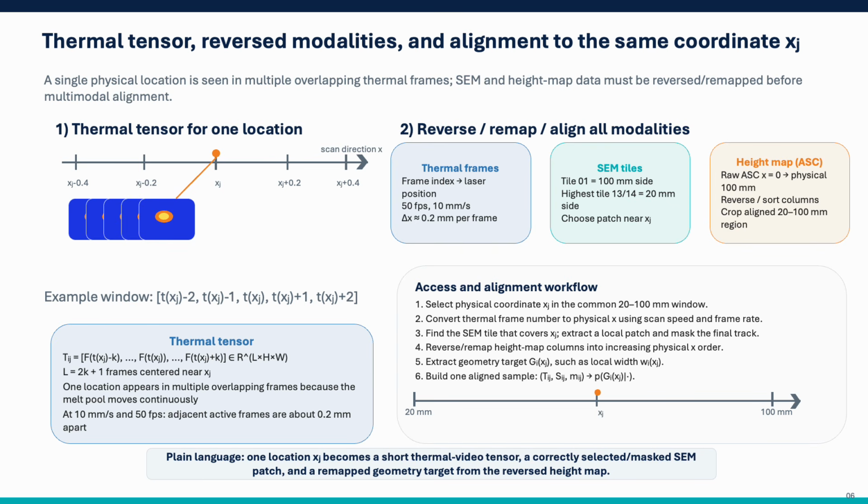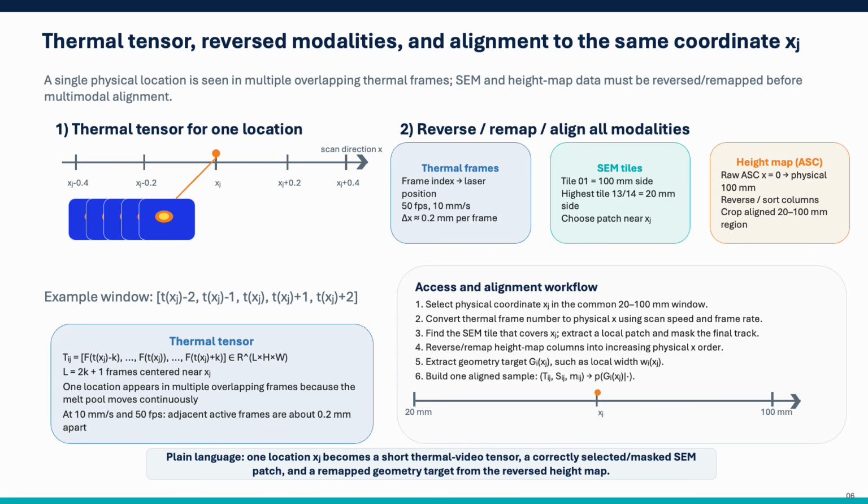The modalities are not stored in the same direction or indexing convention. For the SEM data, image 01 corresponds to the 100 mm side of the track, while the highest numbered image corresponds to the 20 mm side of the track. Therefore, for a selected coordinate x_j, we first identify which SEM image covers that position, extract the local morphology patch, and mask the processed track region to prevent target leakage.